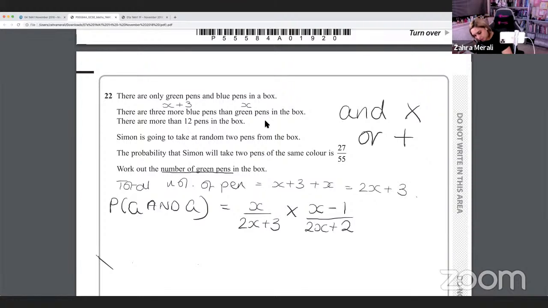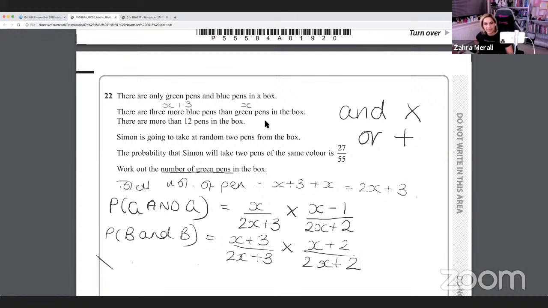And now we're going to have blue and blue. So we've got X plus 3 over 2X plus 3 times by, I've taken 1 out, so now I've got X plus 2 over 2X plus 2. And what I want to do is add these two expressions together, right? So we're happy with those expressions. Getting those expressions will get you 3 out of the 6 marks.